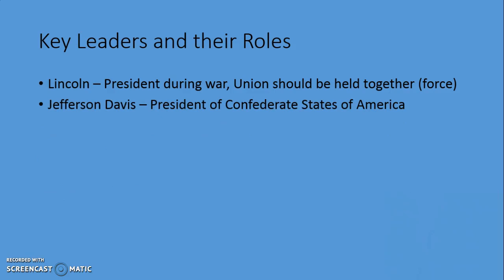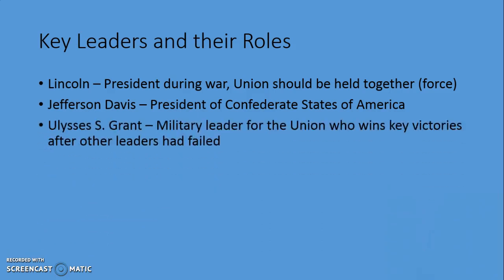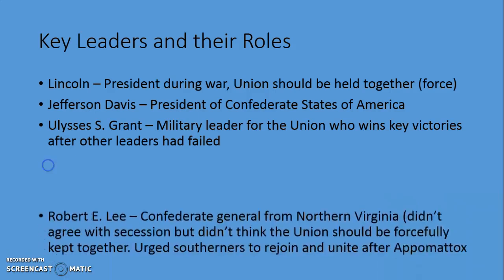Jefferson Davis, on the other hand, was the president of the Confederate States of America, a former senator from Tennessee. Ulysses S. Grant is a military leader for the Union. He's going to win very key battles and victories while other leaders had failed. He's the last in a long line of generals that Lincoln is going to hire. The reason he's the last is because he gets the job done finally.